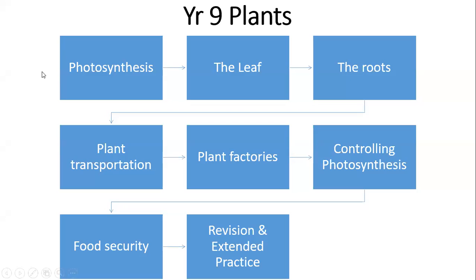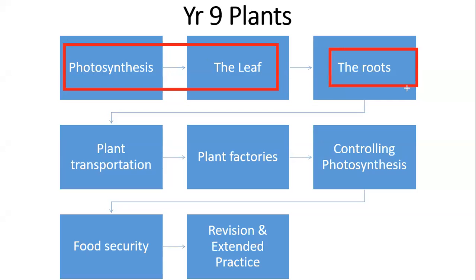So what we've got in front of us is our little learning journey, which contains about 6 to 7 lessons. I recognise that you've done photosynthesis and the leaf in the past. So what we're going to be doing is just quickly reviewing that today. So this is what we're going to do today.